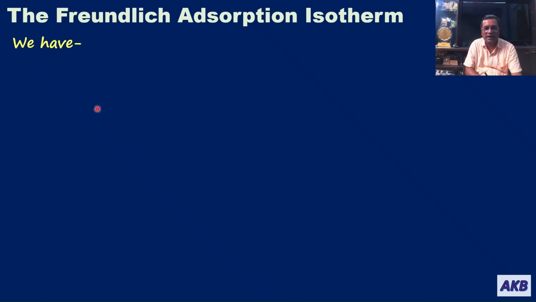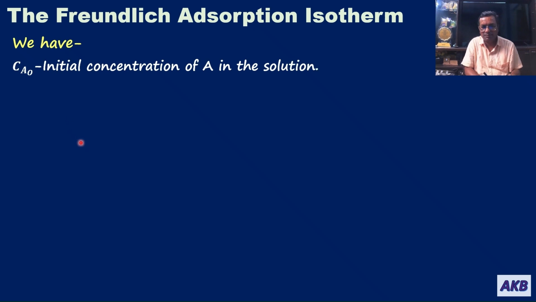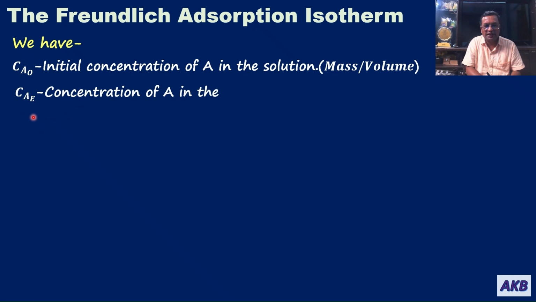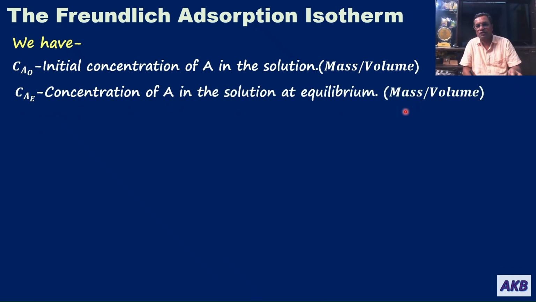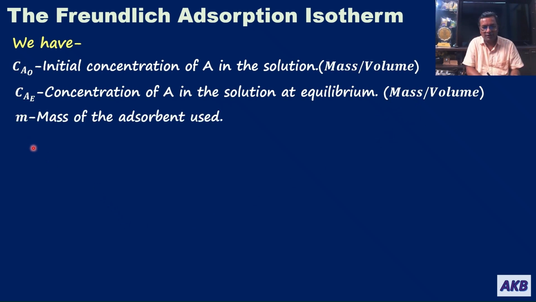Okay, so we have used these notations for our understanding. I am writing them once again. Ca0 is the initial concentration of A in the solution. It is given as mass per unit volume. Then CAE is the concentration of A in the solution at equilibrium. Again, it is given as mass of A per unit volume. Then small m, we have defined as the mass of the adsorbent used. V is the volume of the solution, the initial volume we have taken.